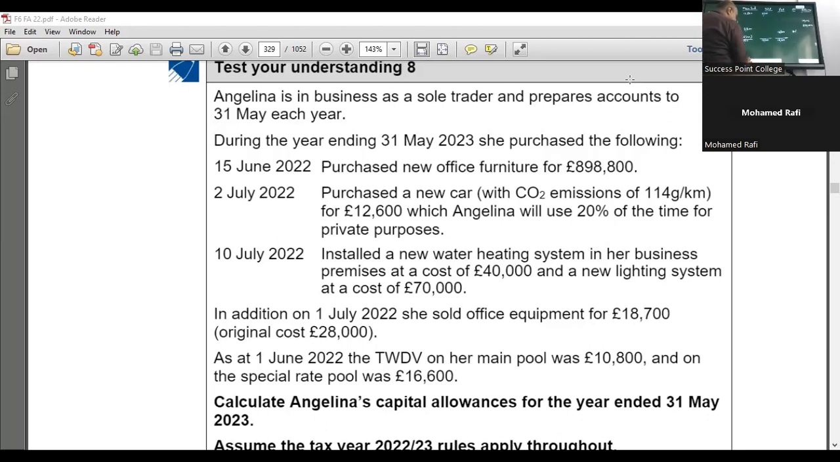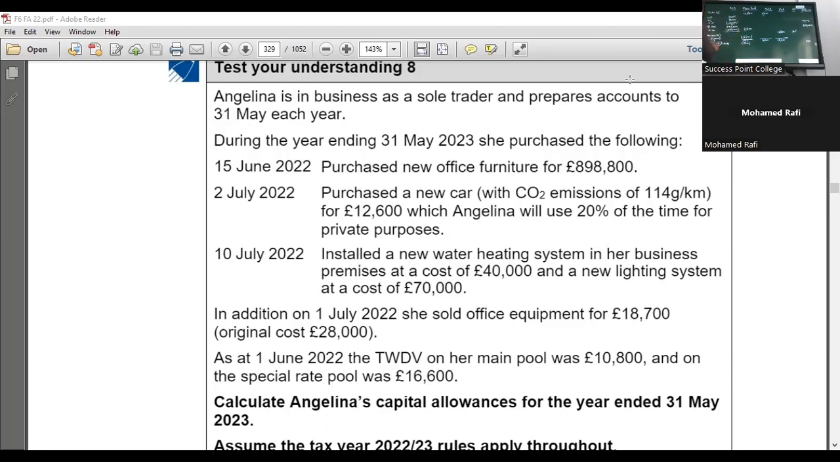So instead of 18%, we will claim the small pool WDA. The whole 900 will be claimed as allowance. So I will write 900 under allowances. Done. If it would have been more than 1,000, then we would have charged 18%.